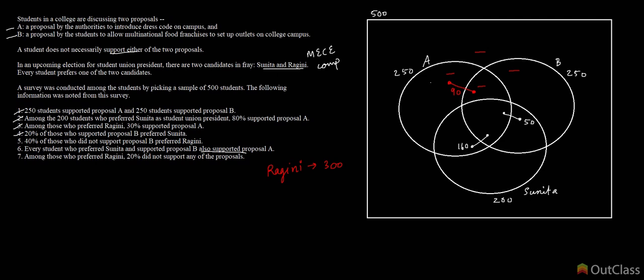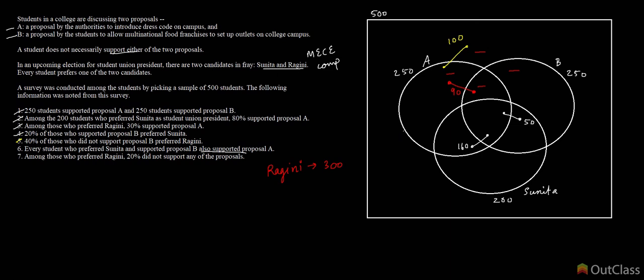Fifth clue, 40% of those who did not support B. Who are the people who did not support B? That will be 1, 2, 3 and 4. There are 250 inside the circle and 250 outside who do not support B. Out of the 250, 40% prefer Ragini. So that's basically these 2 cells adding up to 40% of 250, which is 100. That was the fifth clue.